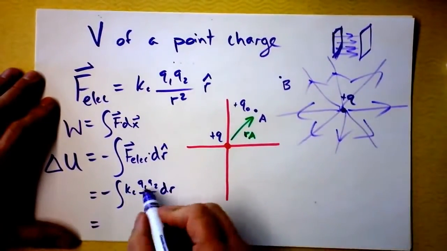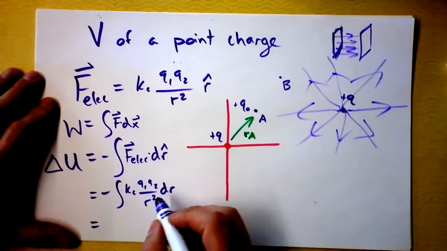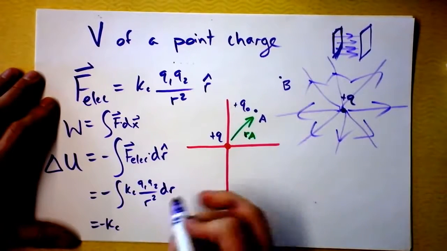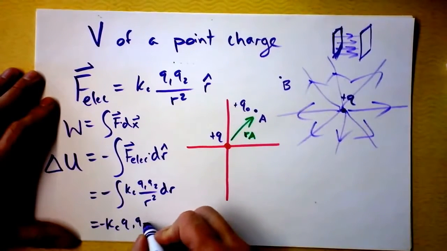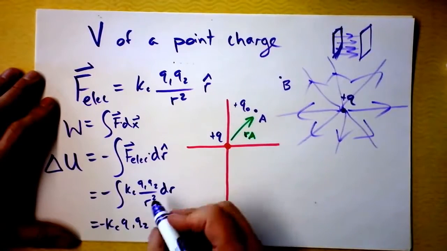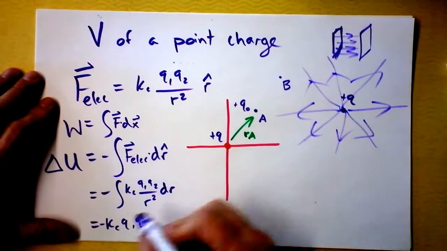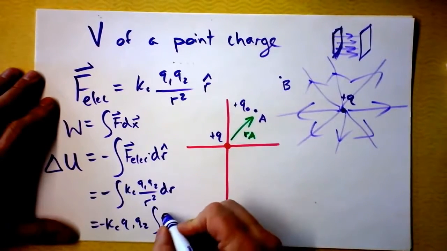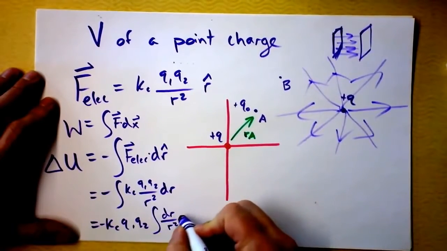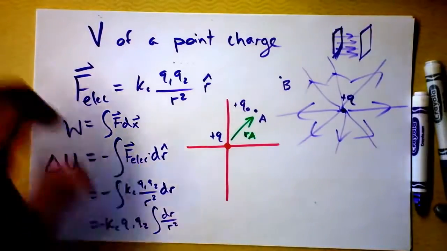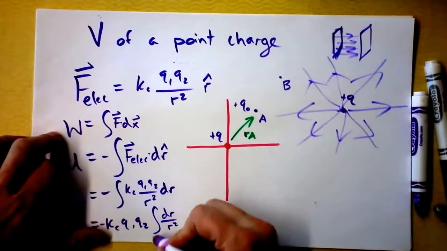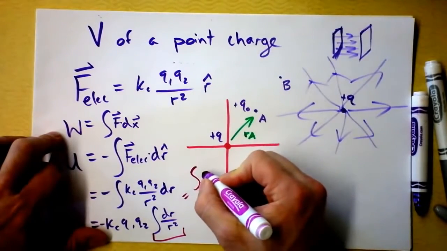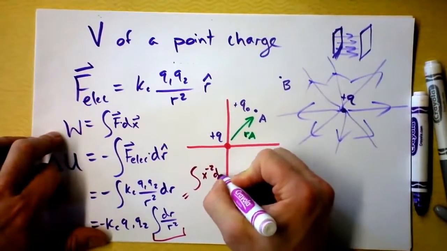Now I'm going to pull out all the variables that are constant while r is changing, and that includes Kc. We still have a minus sign. It's Kc and Q1 and Q2. None of those change depending on where you are. Those are still the quantities of charge and the fundamental constant of nature, Coulomb's constant. And then I need this integral, which is dr over r squared. And that integral is the same thing as the integral of x to the negative 2 dx.